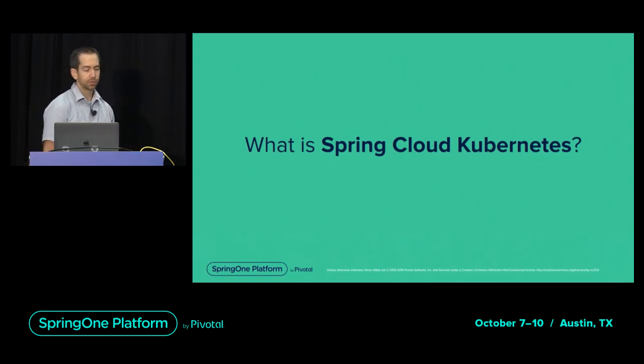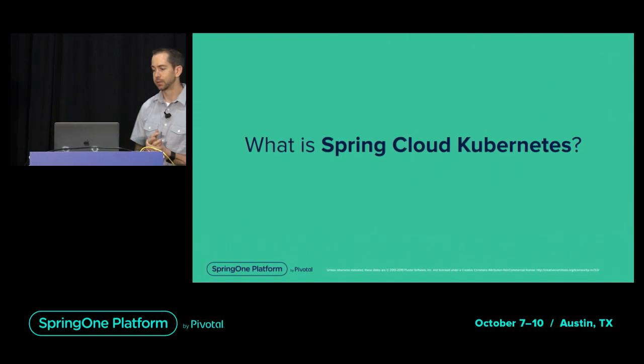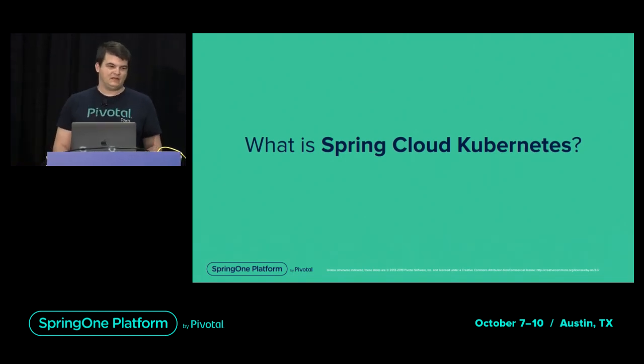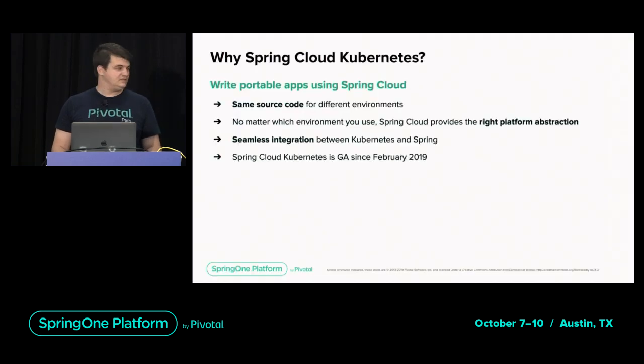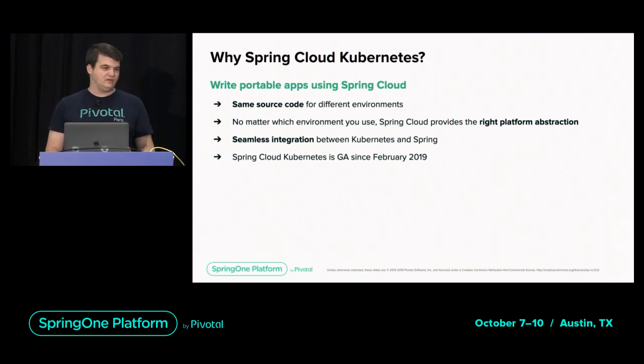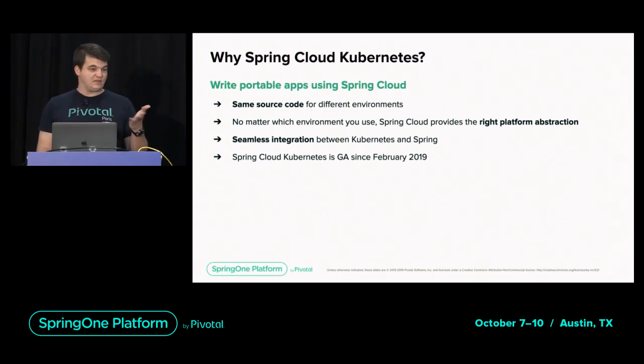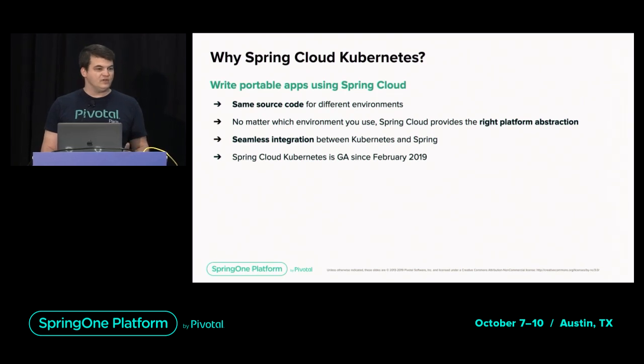So this is where Spring Cloud Kubernetes comes in, and Alex is going to tell you a little bit about that. Thanks, Ryan. So what is Spring Cloud Kubernetes? It's time to go deep dive on this framework and see what we can do with it. The idea is to write portable apps using Spring Cloud. As soon as you start using Spring Boot, as soon as you add Spring Cloud Kubernetes to your project as a dependency, that's all you need to do. You don't need to update your source code. You don't need to adapt your application in order to deploy it to Kubernetes.